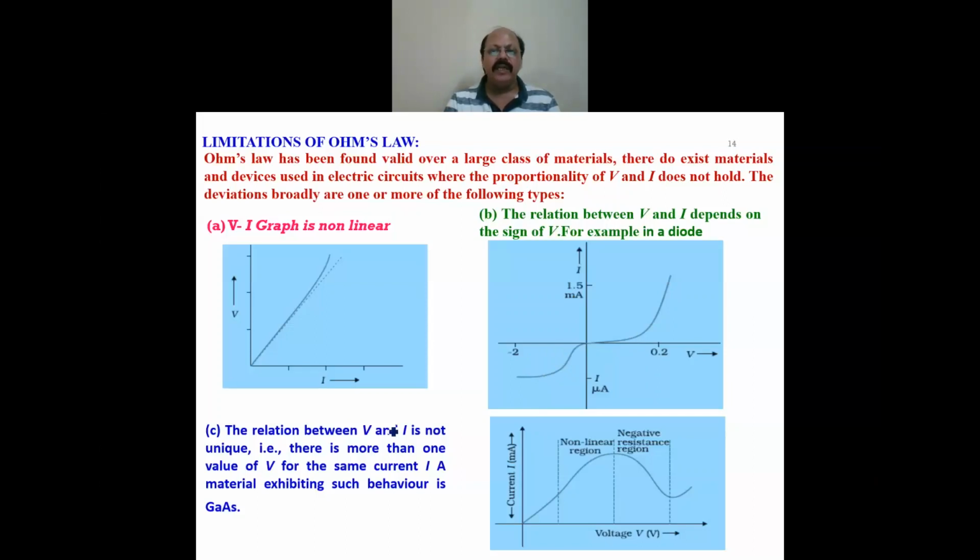Similarly, the third one is that the relation between V and I is not unique. This means there is more than one value of V for the same value of current. And that we can see when we plot the graph between V and I in the case of gallium arsenide, which is used for LEDs, light emitting diodes.